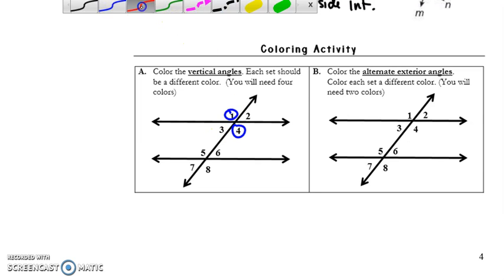But 1 and 4 are vertical, 3 and 2 are vertical, 5 and 8 are vertical, and 7 and 6 are vertical. Next are going to be alternate exterior, so you need 2 colors. Alternate exterior would be 1 and 8, and then 7 and 2. So alternating and in the exterior.